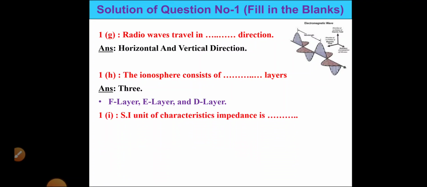SI unit of characteristic impedance. So the impedance unit is ohm. Whether it is characteristic impedance or input impedance or output impedance does not matter. The thing is that it is impedance. So for impedance the unit is ohm.